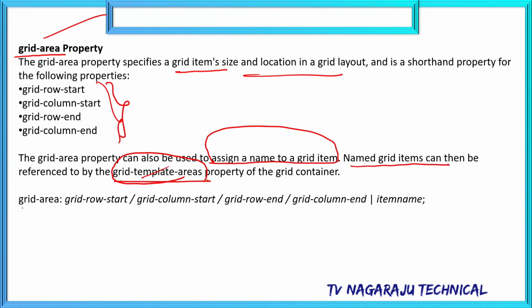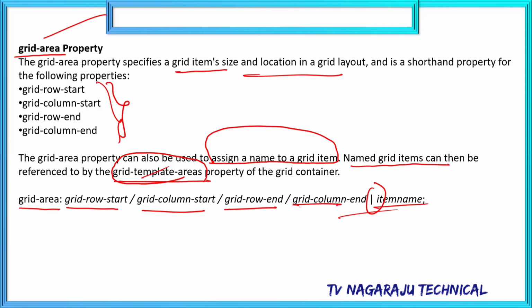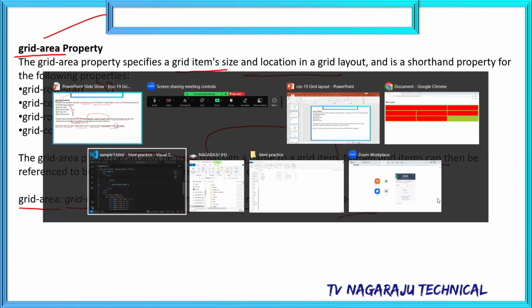Now, what is the syntax? Grid area: row start, slash, column start, slash, grid row end, slash, grid column end, followed by an optional item name. Once I complete that one, we are moving to the next property.